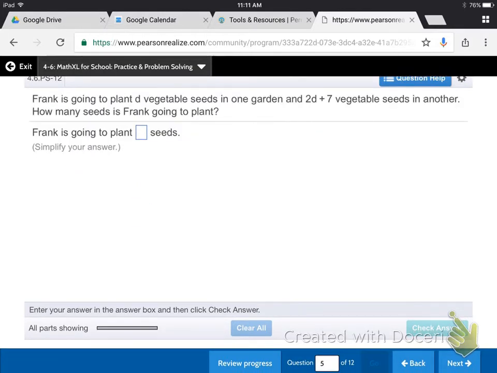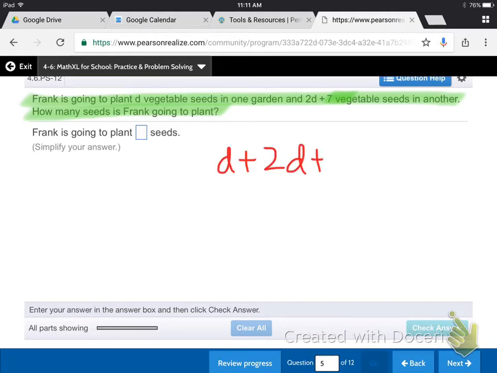A word problem. No problem. We know how to do these. It says, Frank is going to plant D vegetable seeds in one garden and 2D plus 7 vegetable seeds in another. How many seeds is Frank going to plant? Well, that means we're going to take D and we're going to add 2D plus 7.